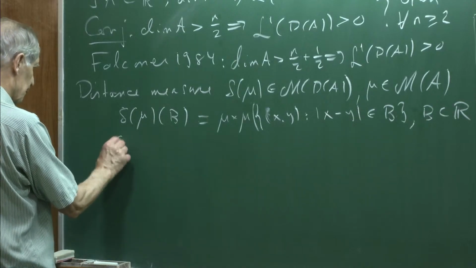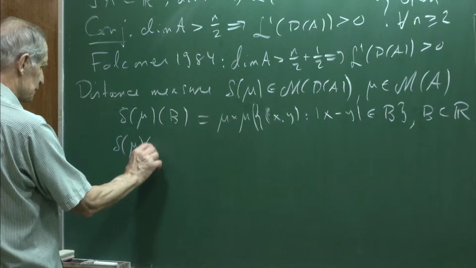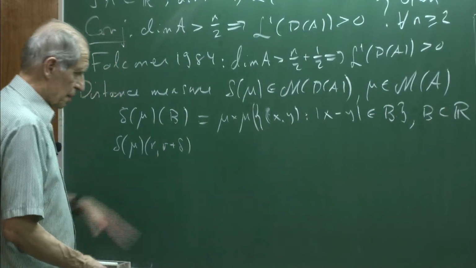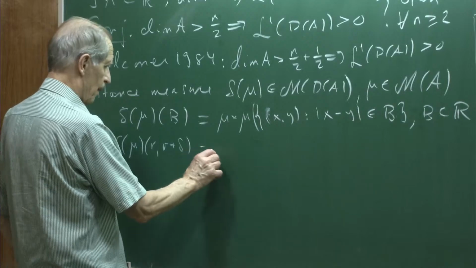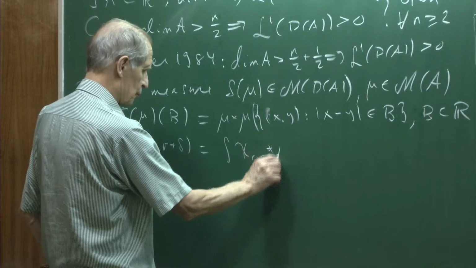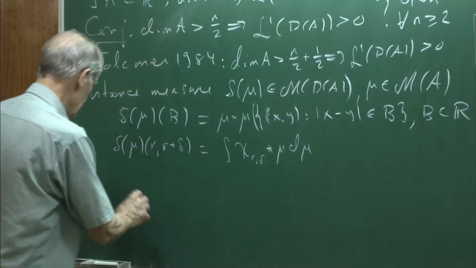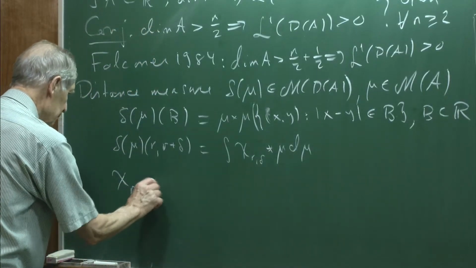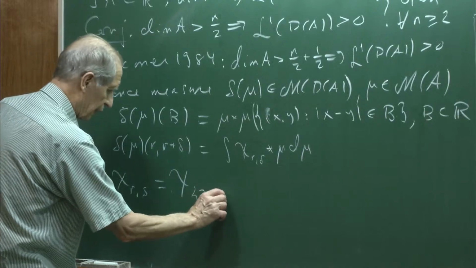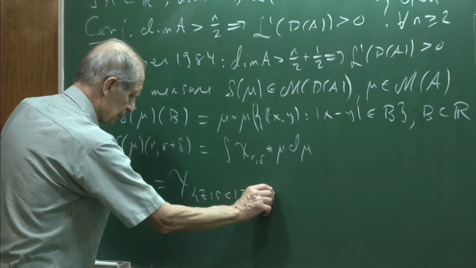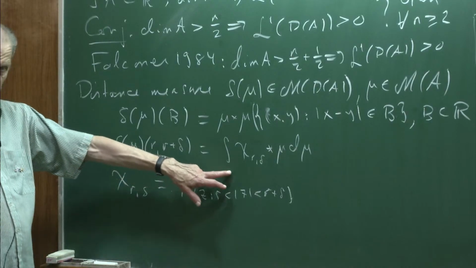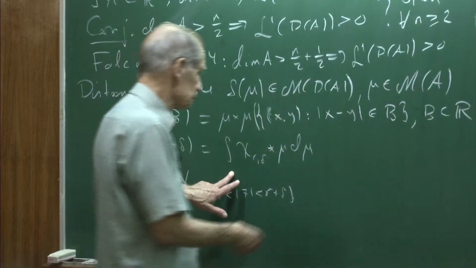if I look at some interval, what this measure does to an interval R plus delta, then I can write this as a convolution, or integral of convolution, chi R delta star mu integrated with respect to mu, where chi R delta is the characteristic function of the z in Rn so that R is less than norm of z is less than R plus delta. So this is immediate from this definition. And then I can use Plancherel here to write this in terms of Fourier transforms.